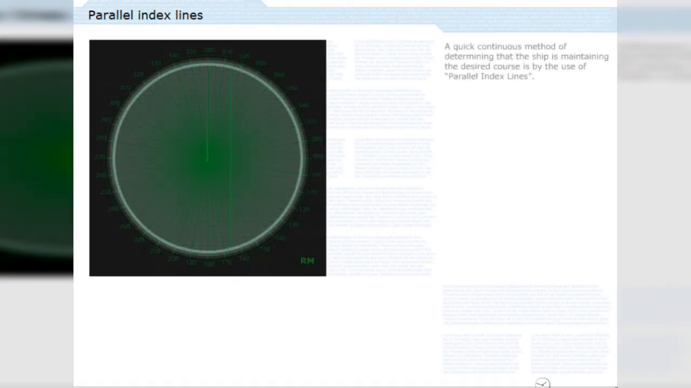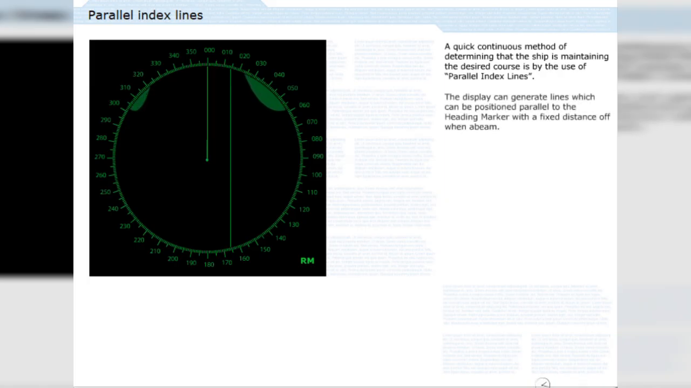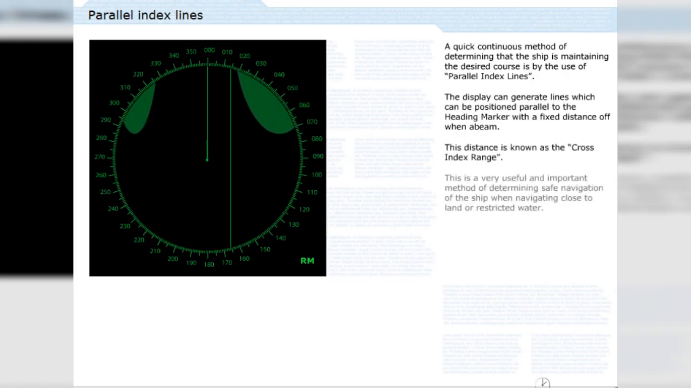A quick continuous method of determining that the ship is maintaining the desired course is by the use of parallel index lines. The display can generate lines which can be positioned parallel to the heading marker with a fixed distance off when abeam. This distance is known as the cross-index range. This is a very useful and important method of determining safe navigation of the ship when navigating close to land or restricted water.